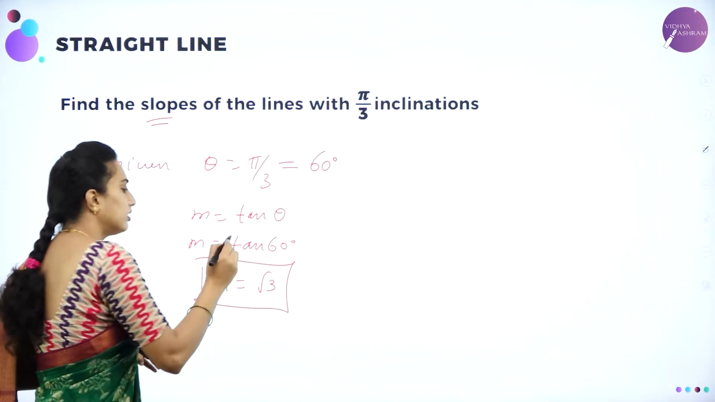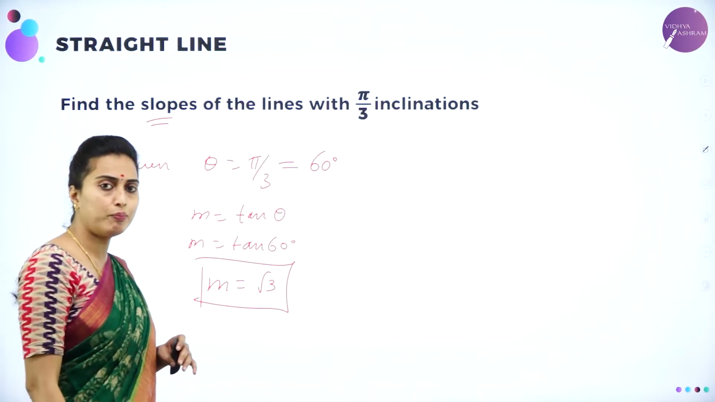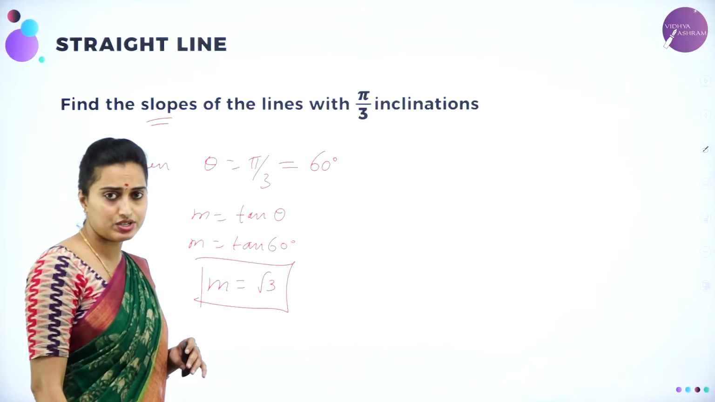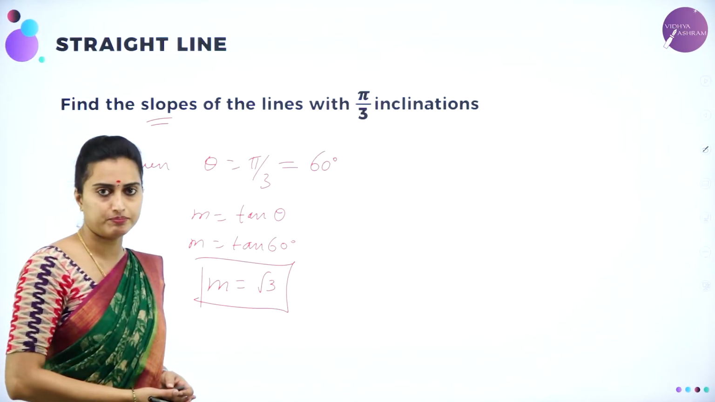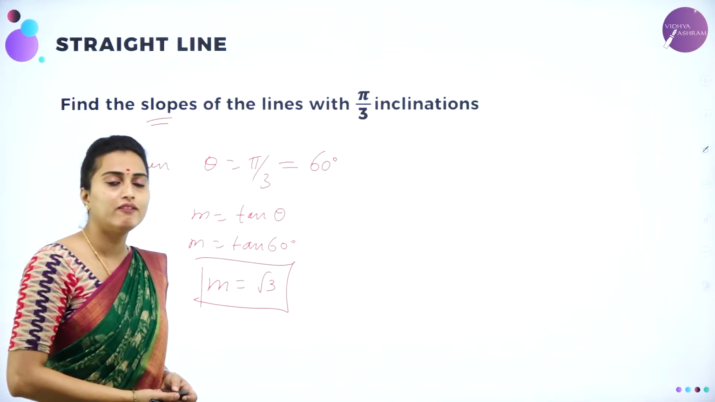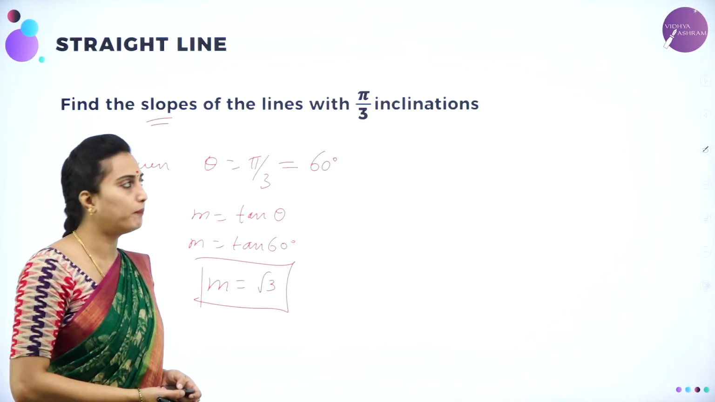That's it, dears. This is how you are going to find out the slope by given inclination. This will be asked for a 1 marker. I hope you got this one. We'll move on to the next problem.